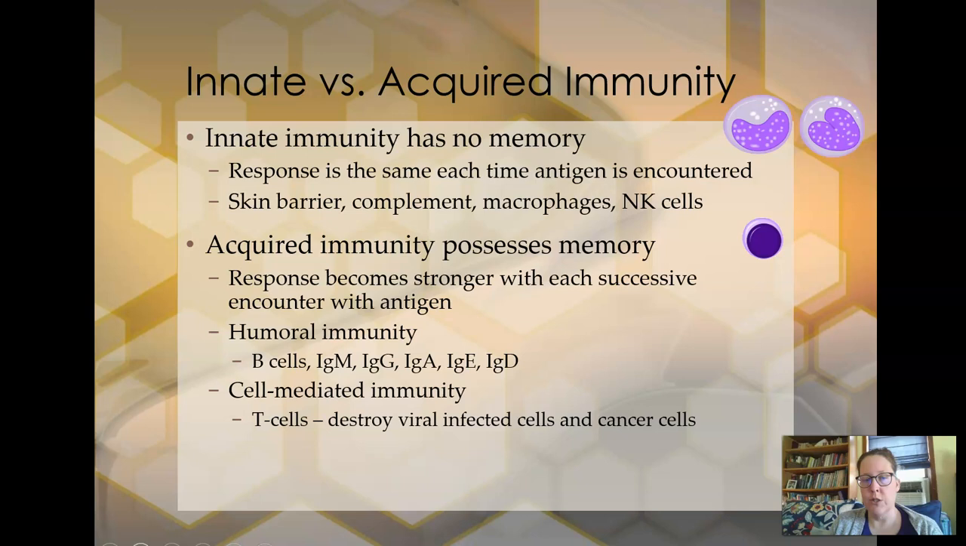Then your acquired immunity actually possesses memory, which is really, really cool. So the response becomes stronger with each successive encounter with the antigen. It has to see it at least once for it to start making antibodies to it. And this is where, of course, humoral immunity comes in, the production of antibodies by the B cells. They have to be turned on, and production has to be triggered by interaction with the T helper cell. Then, depending on what is going on in the conversation with the T helper cell, it will produce either IgM, IgG, IgA, IgE, or IgD.